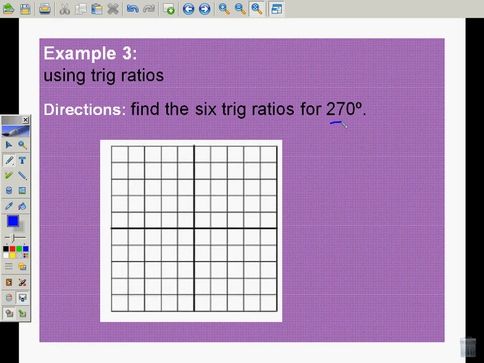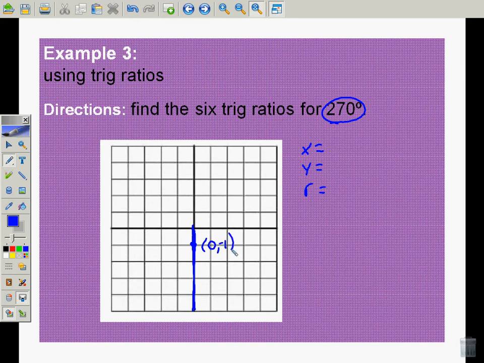270 is our angle this time. What is 270? 270 is down this way. Okay? 270 is down this way. So I'm going to pick a convenient point, right there. What does my triangle look like? My triangle doesn't look like a triangle. But I can still find x, y, and r. My convenient point would be 0 x, negative 1 y.